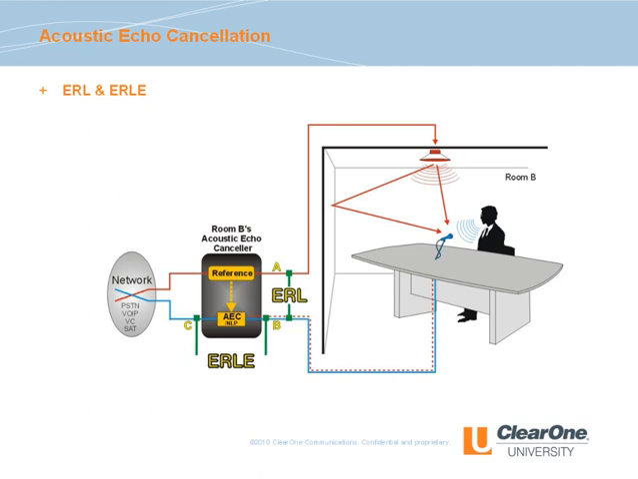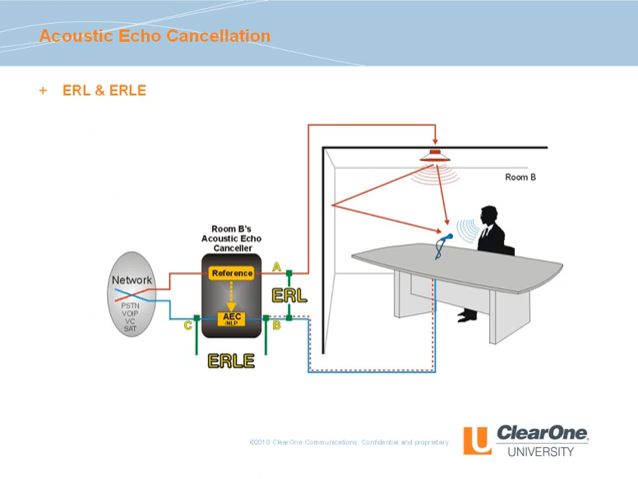ERL, or echo return loss, is a measure of the room's echo cancellation performance. ERL is the loss in level of the received audio or acoustic echo as it travels between the speaker and the microphone, including mic and loudspeaker gain, the difference between point A and B.